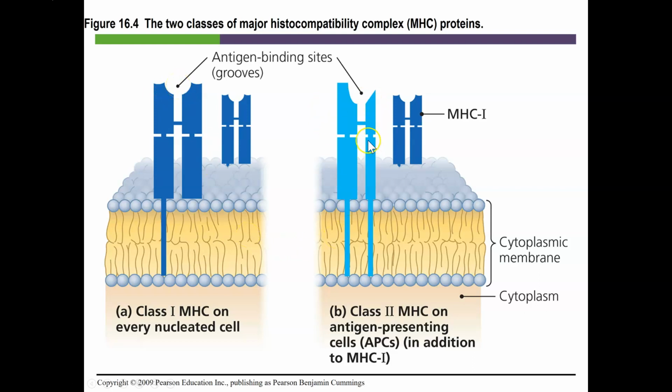Class 2 MHC, this one shown in lighter blue, also has an antigen binding site. You can see it is shaped just slightly differently, but very similar to MHC1. And a cell that has MHC2 would also have MHC1. So this cell has both MHC2, the light blue one, and MHC1, the darker blue one. Keep that in mind.